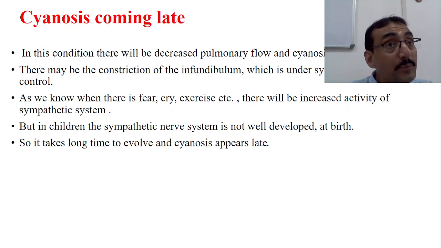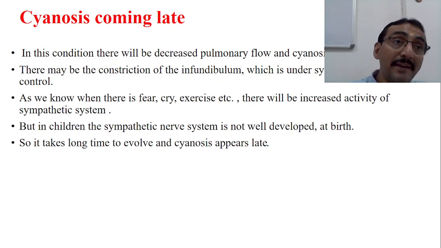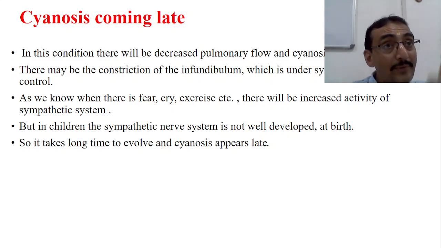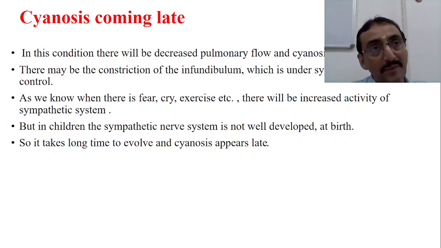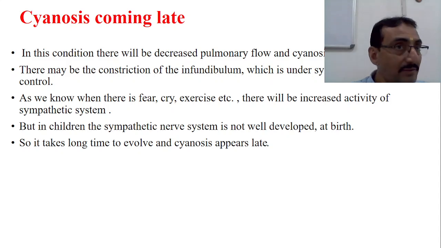So although there is a potential cause for the development of cyanosis, sometimes that cyanosis may appear late, after the complete maturation of the sympathetic nerve system in children. This is one of the main conditions where, although there is a potential cause for the development of cyanosis in congenital cardiac problems, cyanosis appears late. Okay, this is one condition.